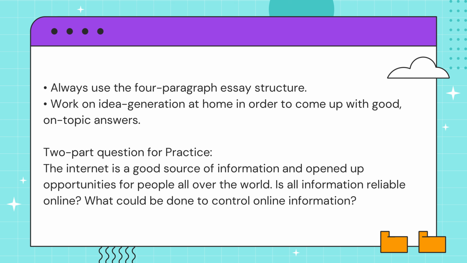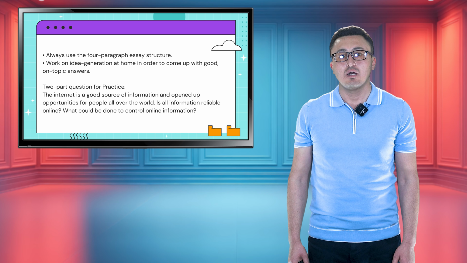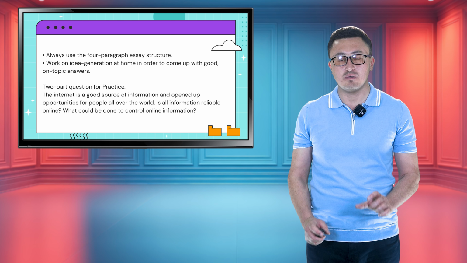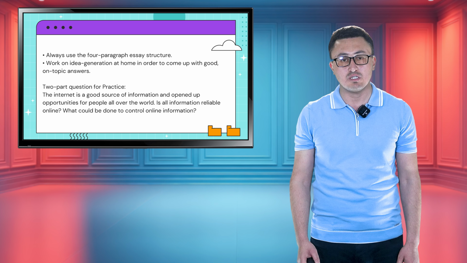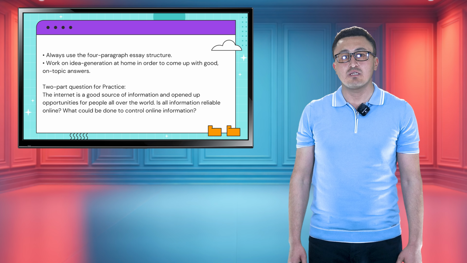By practicing 2-part question essays on a daily basis and analyzing samples of such essays, you can easily improve your writing skills. Next, work on idea generation at home in order to come up with good on-topic answers. 2-part questions for practice. So below I'm going to give one sample question and it would be better if you write your essay for this question.